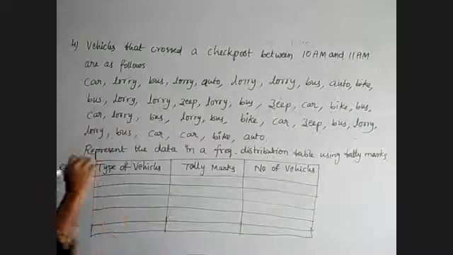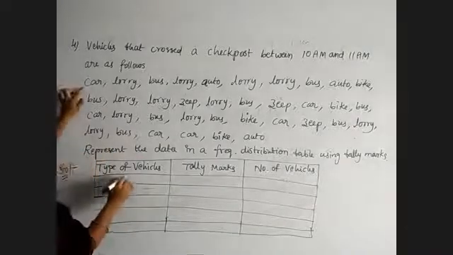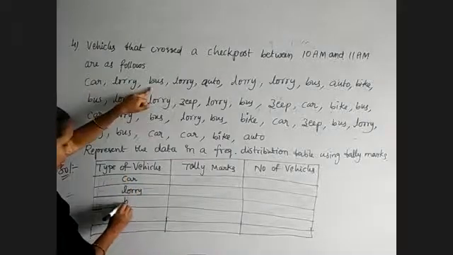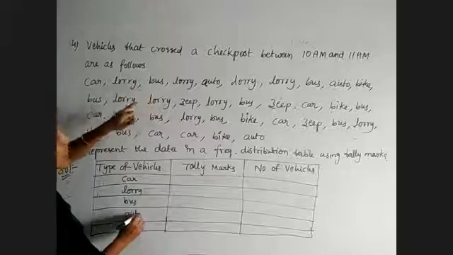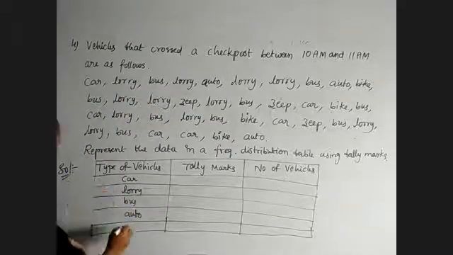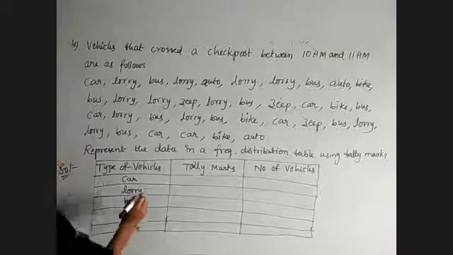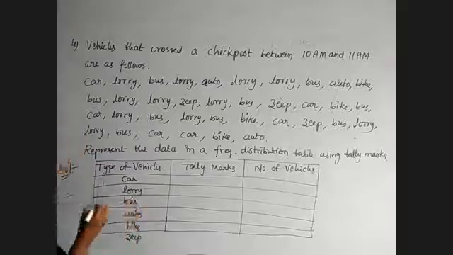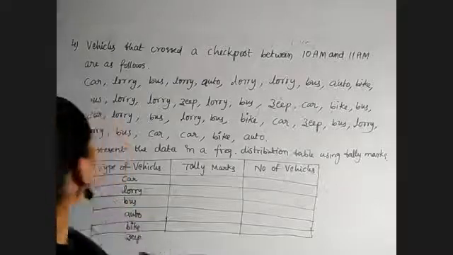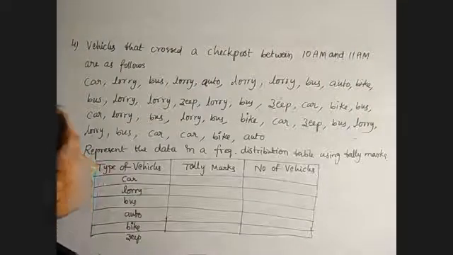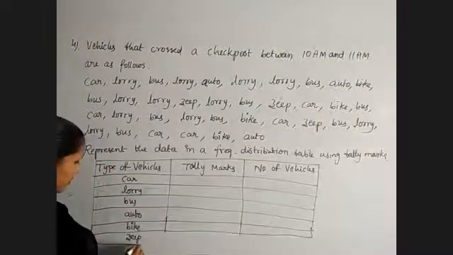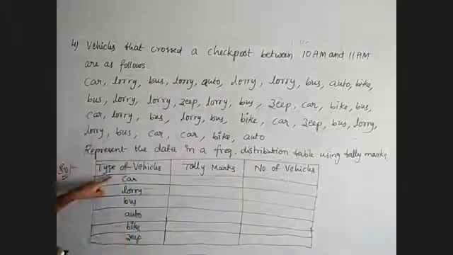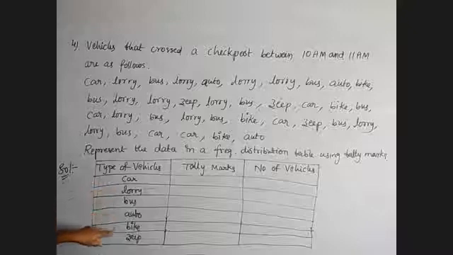Okay, we will see how many types of vehicles are given. Car given, lorry, next bus, auto, lorry, bus, auto, bike, next again jeep, so that much only given. Total 6 types of vehicles are given: car, lorry, bus, auto, bike, and jeep.